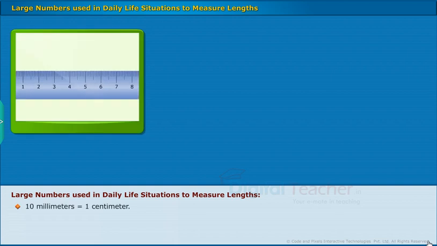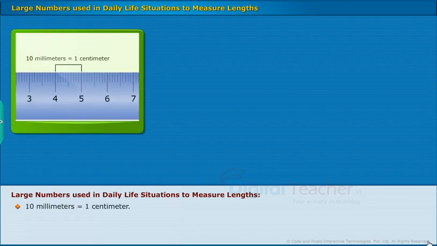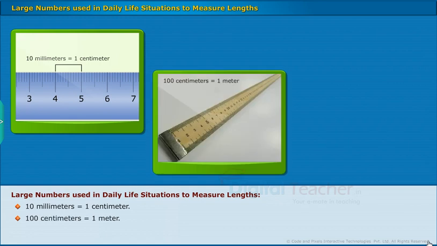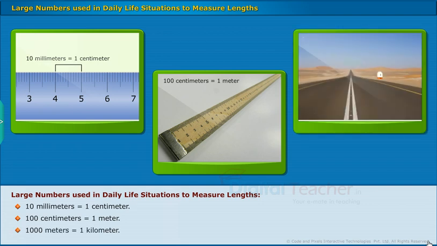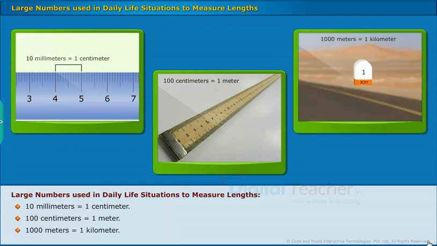For example, 10 millimeters is equal to 1 centimeter. 100 centimeters is equal to 1 meter. 1000 meters is equal to 1 kilometer. By this, we can convert and use as per our requirement.